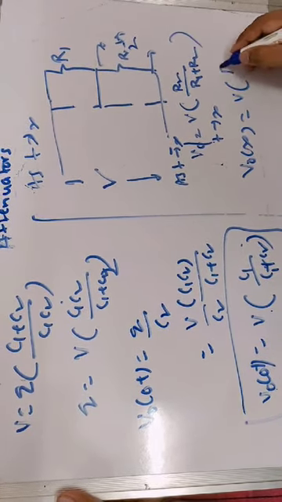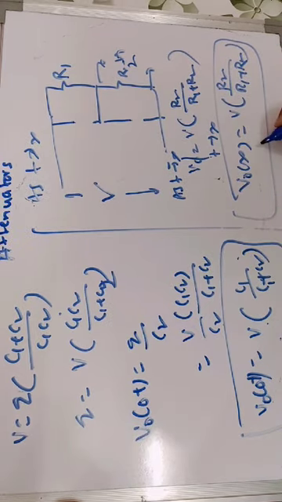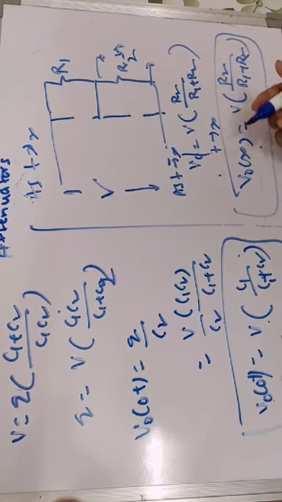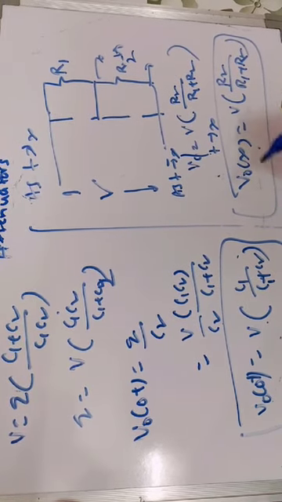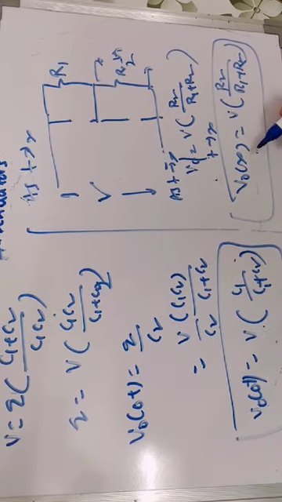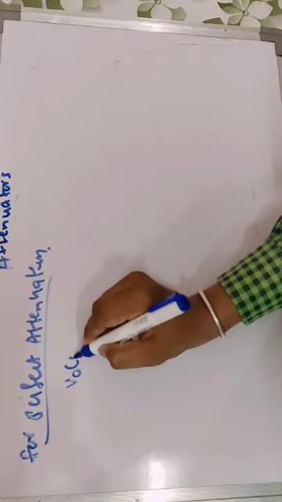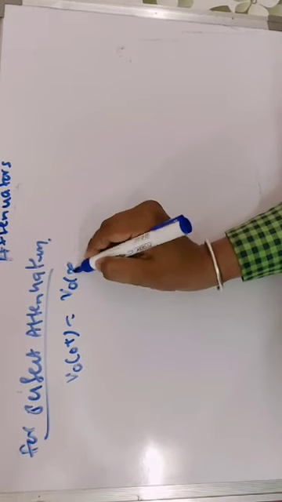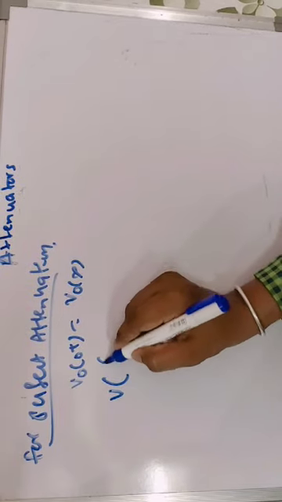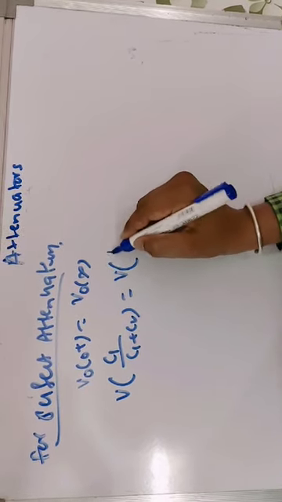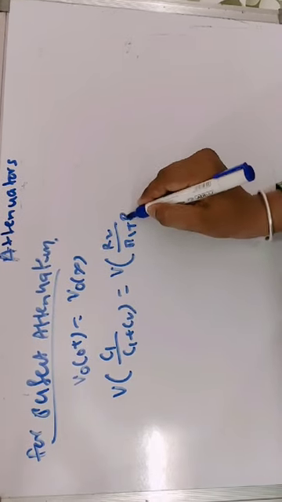So we got the expressions at t equal to 0 plus and as t tends to infinity. For an ideal attenuator, whatever the attenuation at t equal to 0, the same attenuation it has to produce as t tends to infinity. So for perfect compensation, V0 of 0 plus should be equal to V0 of infinity. V0 of 0 plus is V into C1 divided by C1 plus C2, and V0 of infinity is V into R2 divided by R1 plus R2.